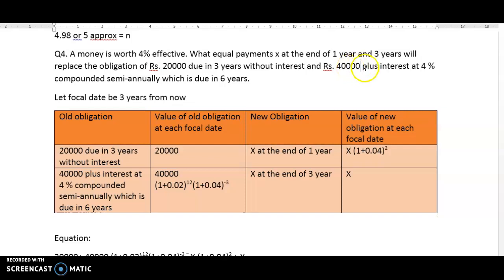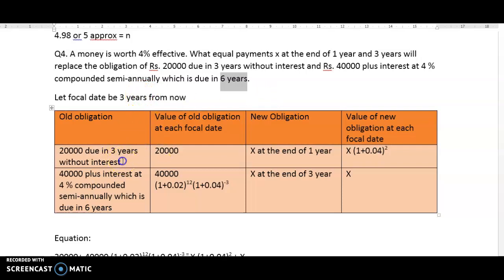This is same. Okay. The next older obligation, it says it is 40,000 plus interest at the rate of 4% compounded semi-annually, which is due in 6 years. So in this particular case, this 40,000 is getting due after 6 years. Okay. और उसमें interest लग रहा था semi-annual. Okay, so 4% semi-annual for 6 years. So first what I'll do, I'll take this value up till the end of 6 years. So first I'll calculate the future value of this value and then I'll calculate the present value at the end of third year. ठीक है.